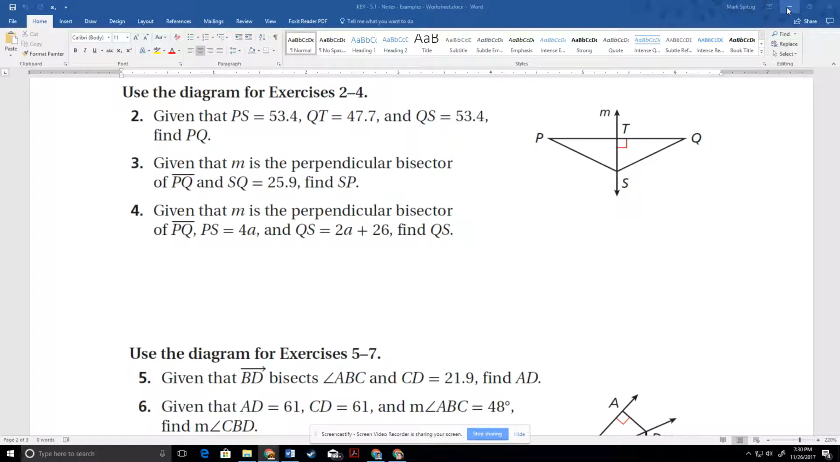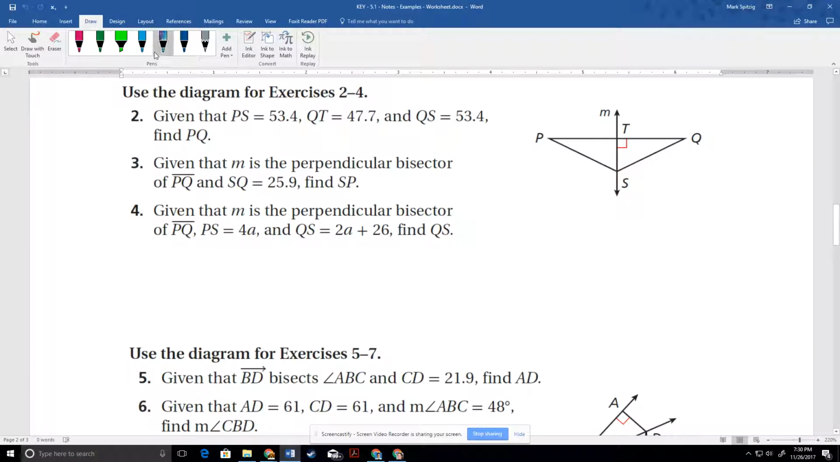Right, so here we go with the key for 5.1. All right, so let's get started. This is the first one here, looking good. It says we're talking about angle bisectors and perpendicular bisectors. It says given, let's just mark all the information.